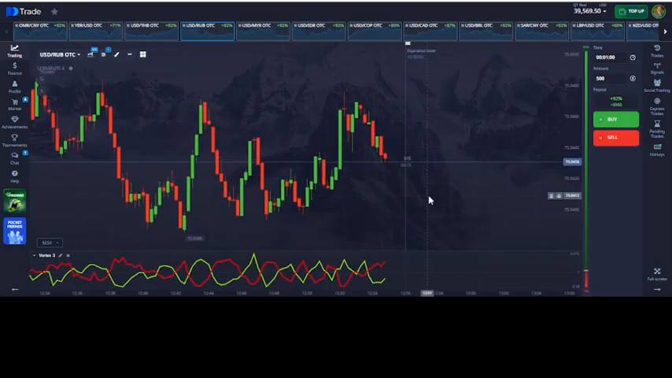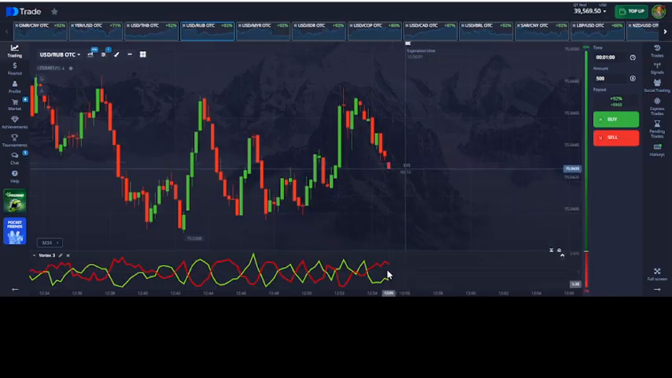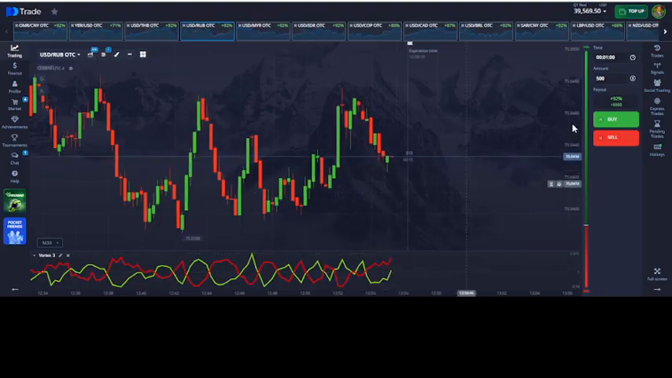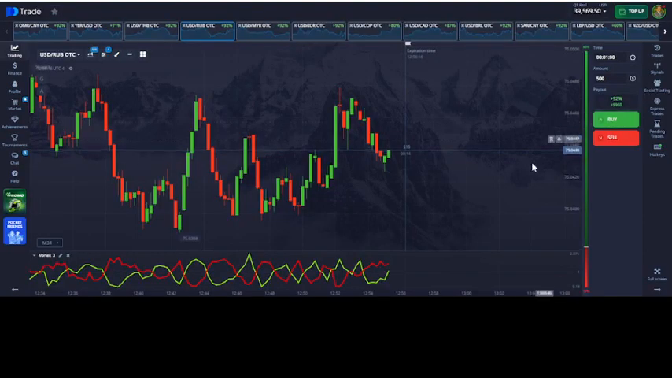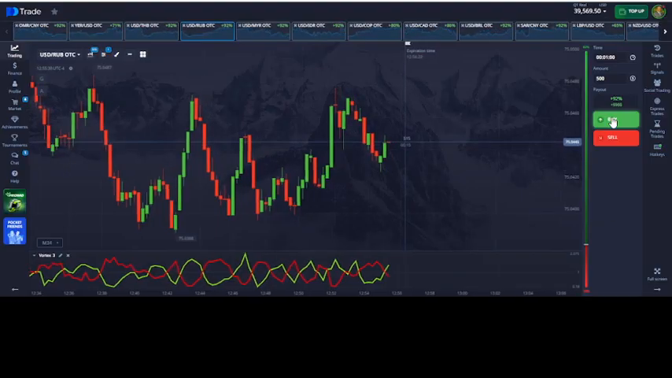What I'm going to do here is wait for the green vortex line to cross the red vortex line in an upward direction, and I'm going to go ahead and take a buy trade here. This indicator checks for price reversals as well as the momentum of the price reversal.